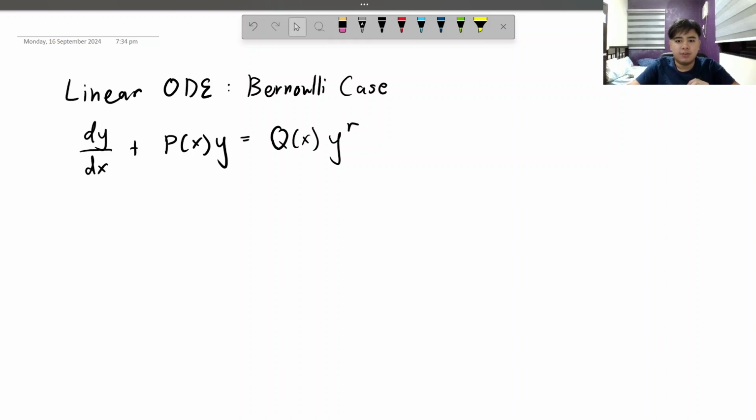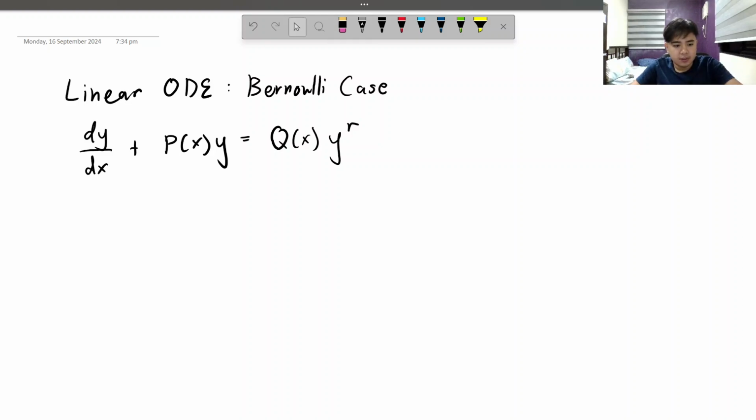Welcome back to another round of differential equations. This time we're going back into linear ordinary differential equations, but we are adding a little spice to it. We're adding the Bernoulli case. Some textbooks, some teachers may call this the Bernoulli differential equation, but this is a linear differential equation that is a special case. That's why I'm saying it's Bernoulli case.